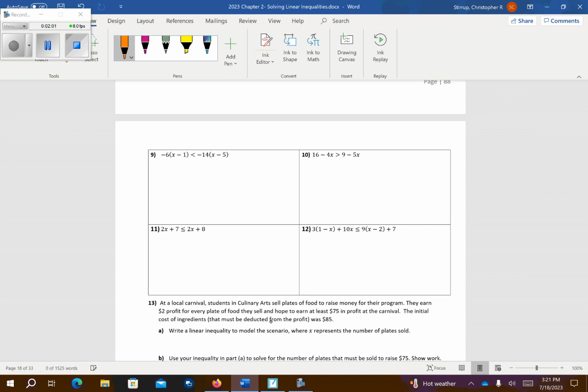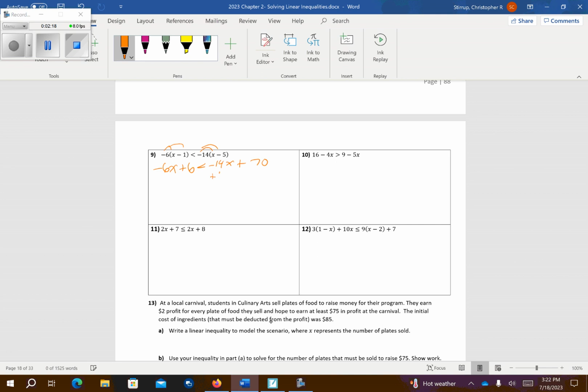Number 9, let's distribute over the parentheses. Negative 6 times x is negative 6x. Negative 6 times negative 1 is positive 6. It's less than, distribute over here. Negative 14x. Negative times negative is positive. 14 times 5 is 70.